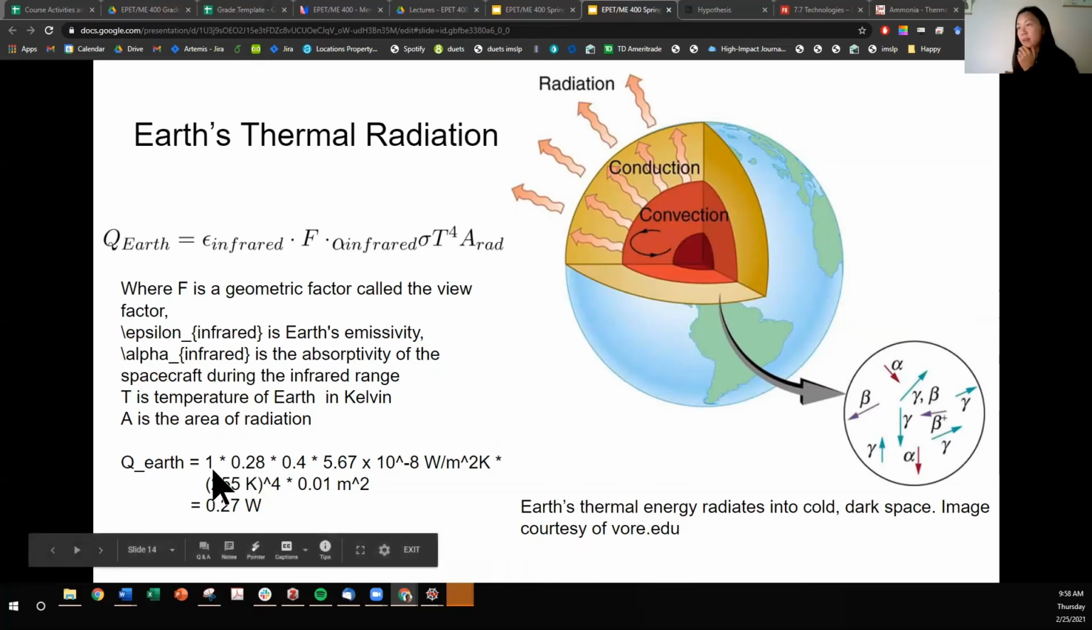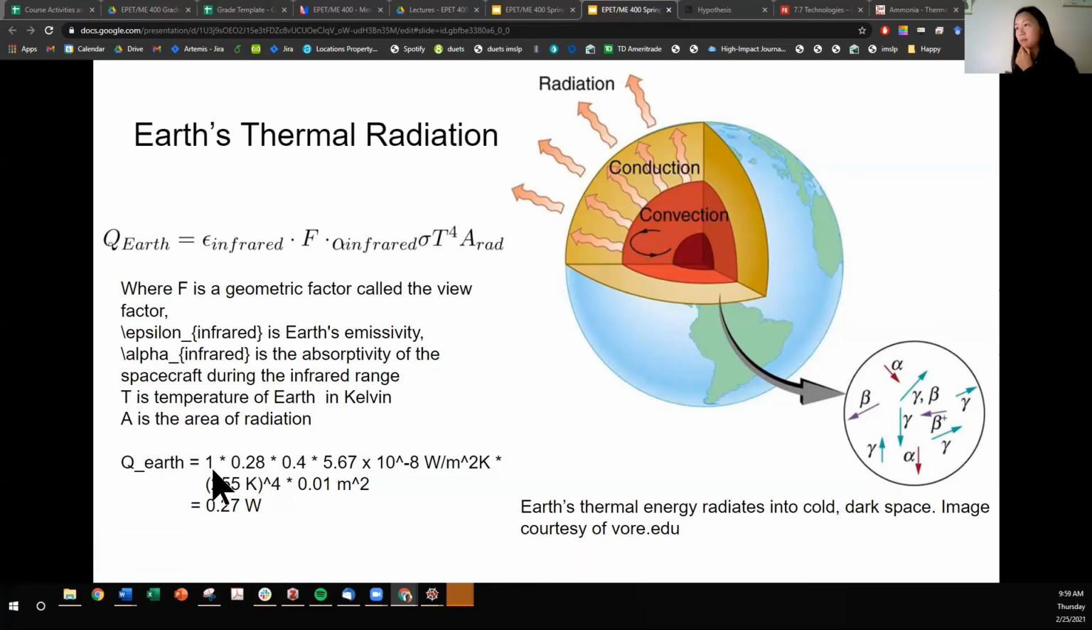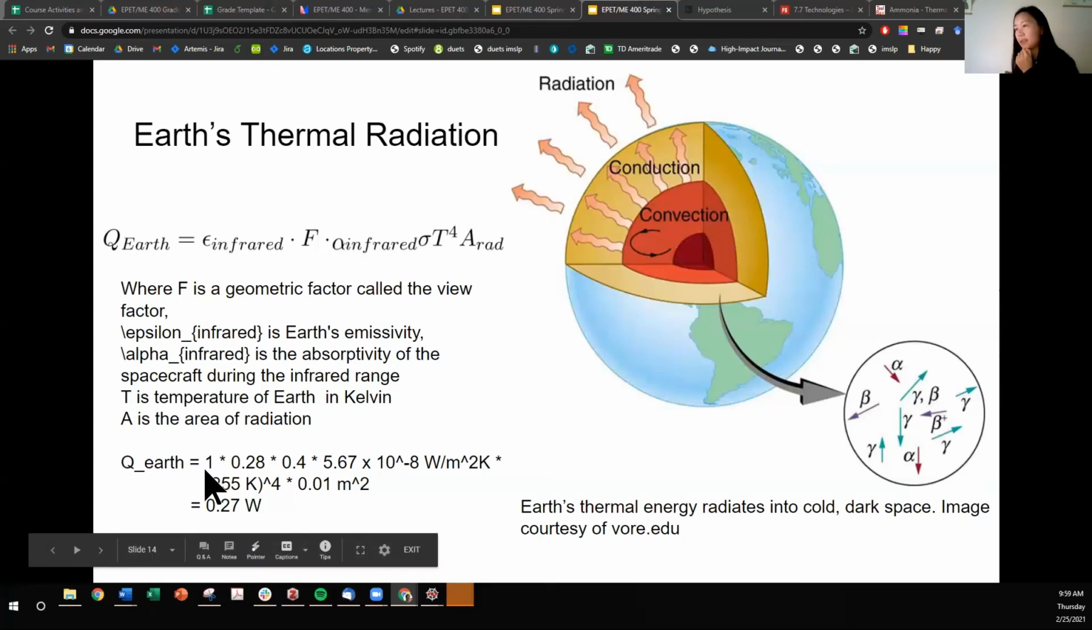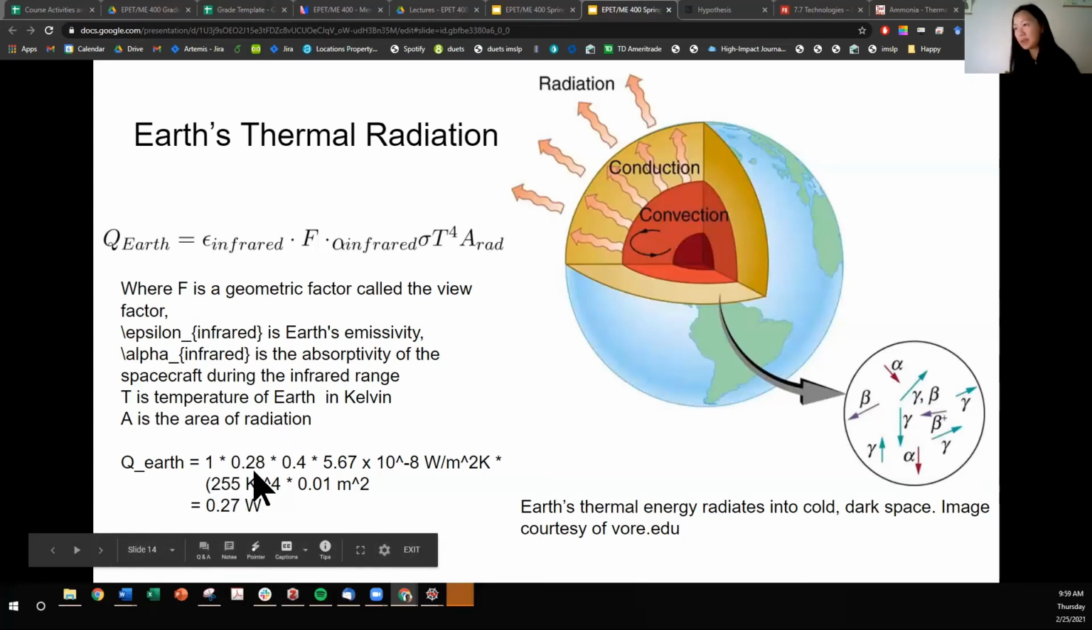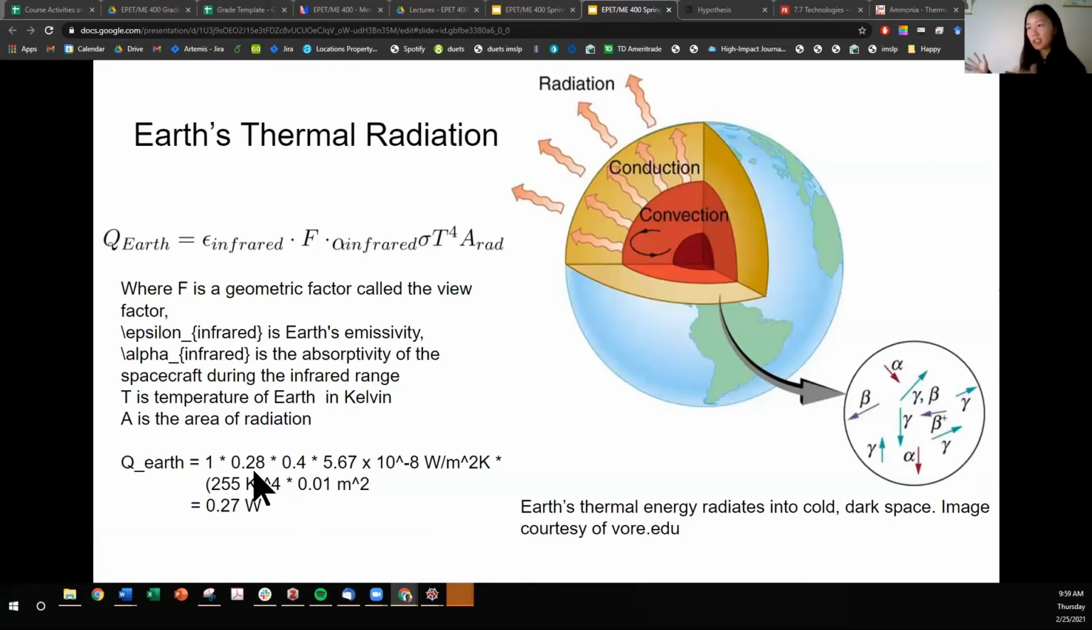So if we take those values, in this case I used an epsilon infrared of 1. Hopefully that's consistent. Anyway, this is a thought process. Just make sure that your emissivities are consistent between wavelengths. So epsilon of infrared is the same, but your epsilon of visible, for example, can be different. Anyway, F, view factor, 0.28, usually calculated through some long spreadsheet or calculator.